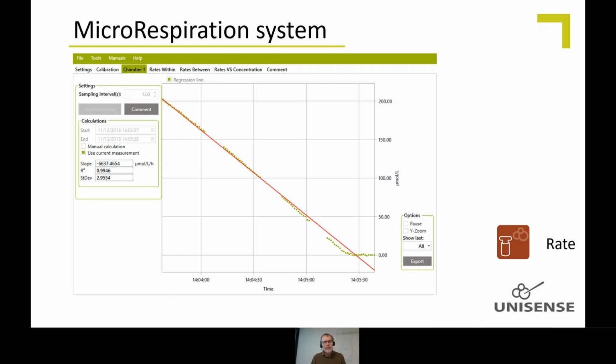Then you can analyze the data. So this will automatically fit a line through all data points. What you see in this case is not really smart. But what you can also do is use the rates within part here. So for each chamber, it will analyze the slope of the parts where data have been measured. You can also use the rates between, and then it will calculate the rate of change between two measurements. I'll show in the next example where this is smart, but if you have many chambers, you'll just have short periods of measurements and long periods of breaks between the measurements, and then that is really smart.